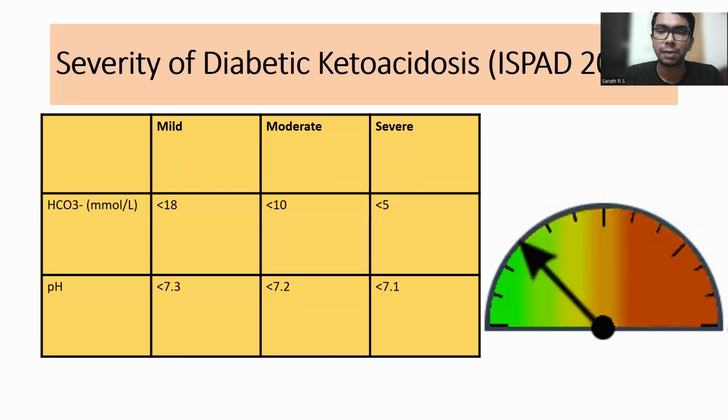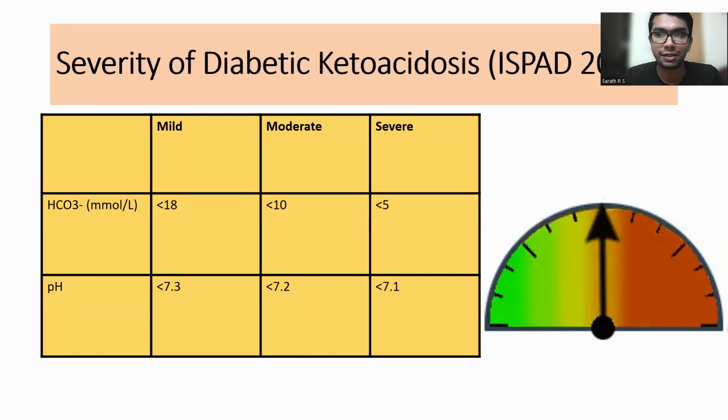Coming to the severity of diabetic ketoacidosis, as per ISPAD 2022, there are three broad categories: mild DKA, moderate DKA, and severe DKA. This classification is based on bicarbonate and pH levels. If the bicarbonate is less than 18 millimoles per liter and the pH is less than 7.3, it is mild DKA. If it is less than 10 and the pH less than 7.2, it's moderate DKA. If the bicarbonate is less than 5 and the pH is less than 7.1, it is severe DKA.